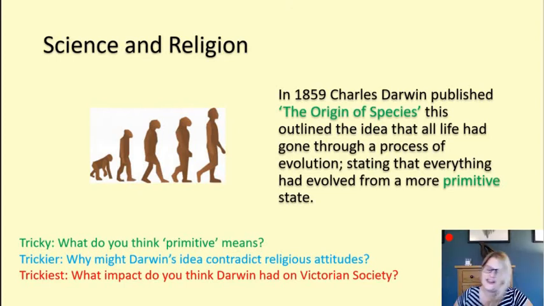And I'd like you to take a bit of time to pick one of the tasks on the slide to complete. So the first one is, what does primitive mean? Look it up, write it down in your own words. Secondly, how does it contradict religious attitudes? So do a little bit of research. And finally, what impact do you think Darwin had on Victorian society? And if you'd like to look into that in a bit more detail, there's some excellent articles available online. The British Library is particularly good for Jekyll and Hyde stuff at the moment, so feel free to have a look. So pick which one you're going to do, pause the video, and press play when you're ready.